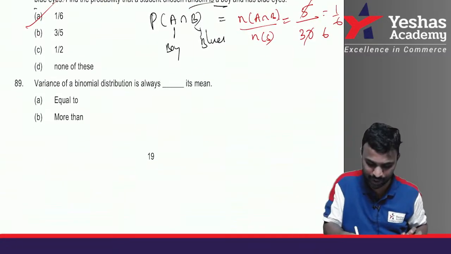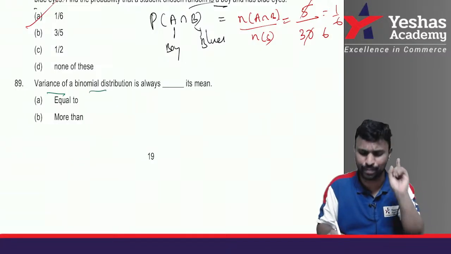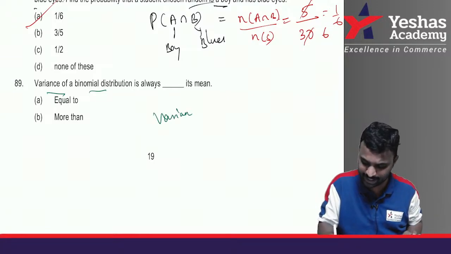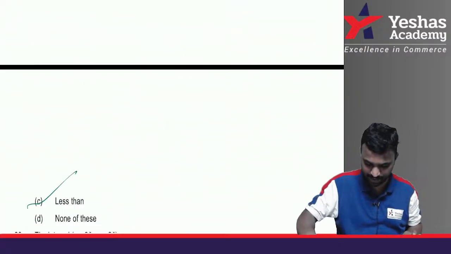Guys, moving on to the next question. The variance of a binomial distribution is always, for a binomial distribution, mean is always more than variance. Variance is always less than mean. That means option C is the right answer.